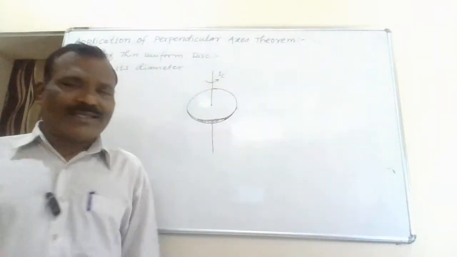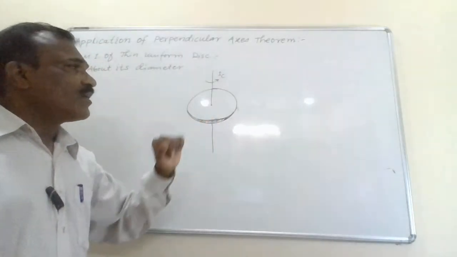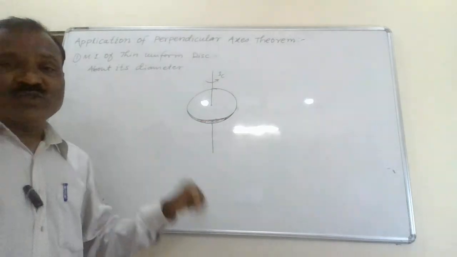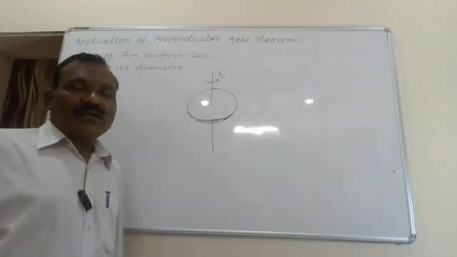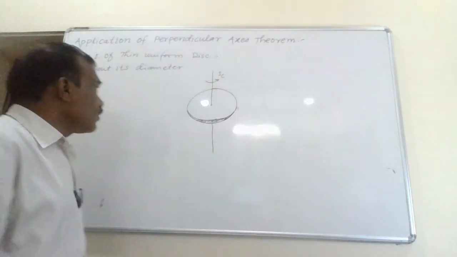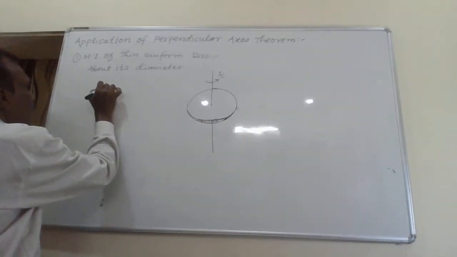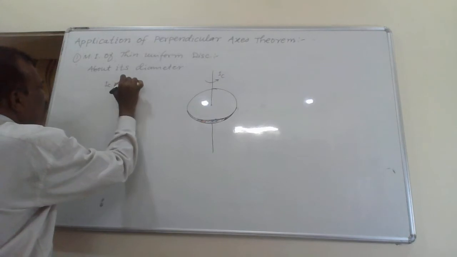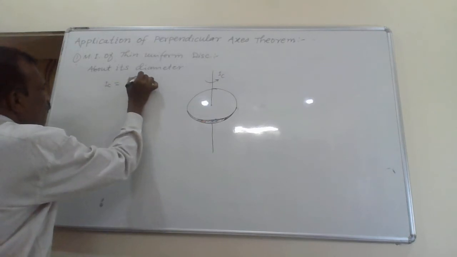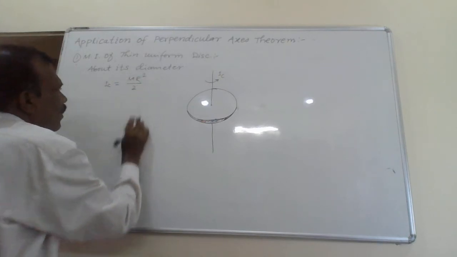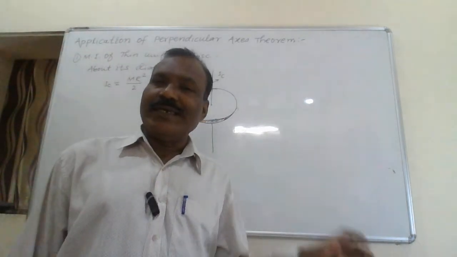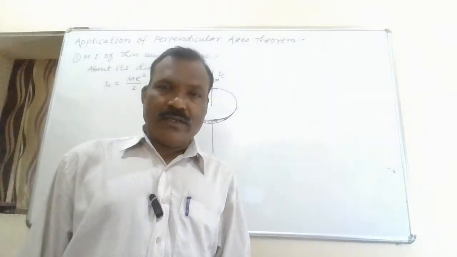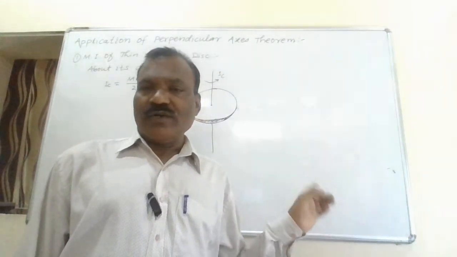Therefore, it can be written as IC. IC is the moment of inertia passing through the center of the disk. This IC is directly taken here: IC is equal to MR square by 2. This is the moment of inertia of a thin disk about an axis passing through its center and perpendicular to its plane.